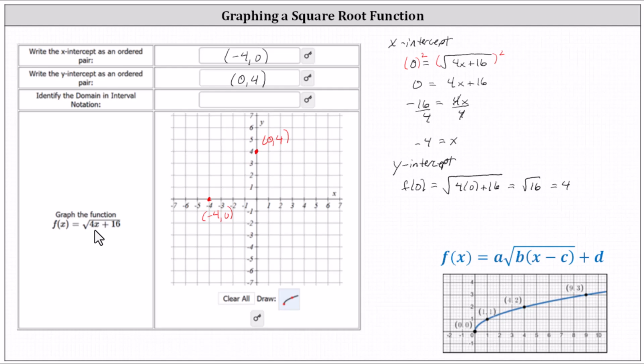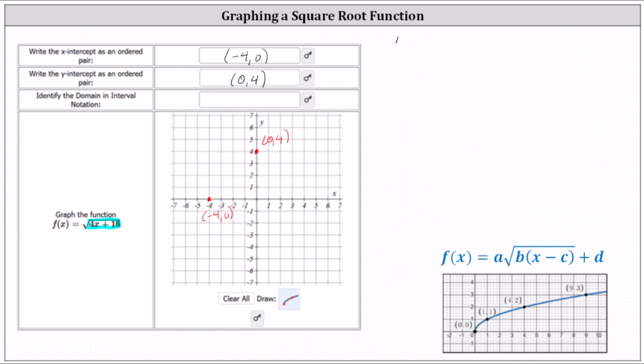For the next part, they want us to find the domain, which is a set of all possible inputs. In order for the function values to be real, the radicand, or in this case the quantity 4x plus 16, must be non-negative, meaning greater than or equal to 0. So to find the domain, we need to solve the inequality 4x plus 16 greater than or equal to 0.